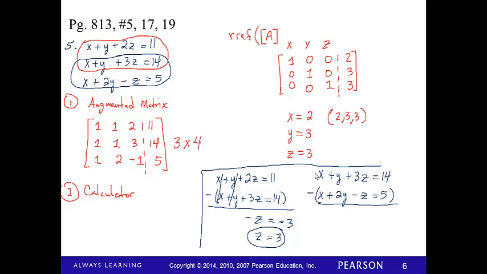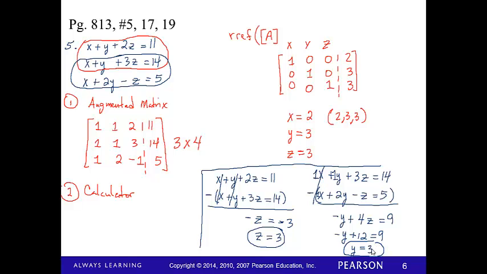This is a positive 1, and I need this one to be a negative 1. So I'm basically multiplying by a negative. So my x's eliminate, and then I have 1 minus 2, which is negative y, and then I have 3 minus negative 1, which is plus 4z, equals 14 minus 5, 9. Okay, but I already know what z is. It's 3, so let's input that. So we have negative y plus 12 equals 9. So we end up with y equals 3.